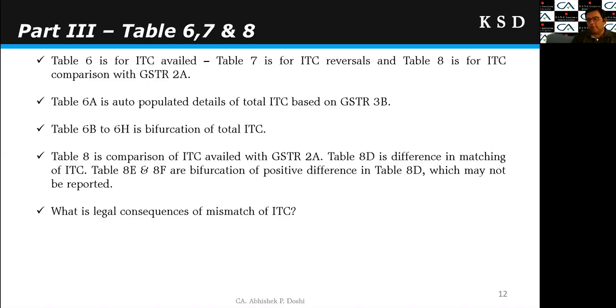Further, this is regarding FY 18-19. As we all know, from FY 19-20 they have inserted Rule 36(4) for matching of the ITC with GSTR 2A. So we can say that till FY 18-19, there are no legal consequences for the mismatch of the ITC.